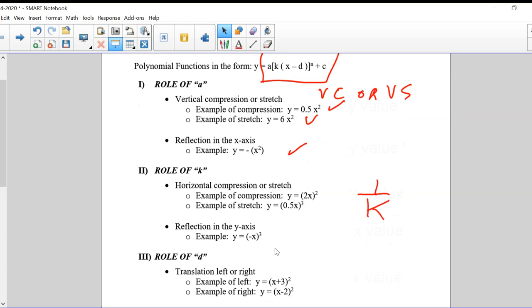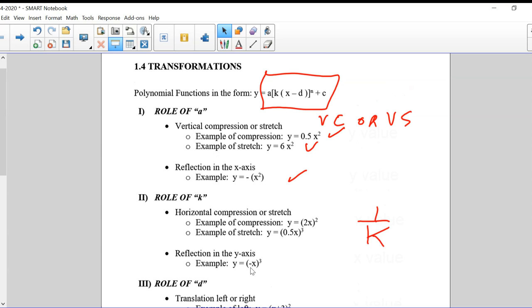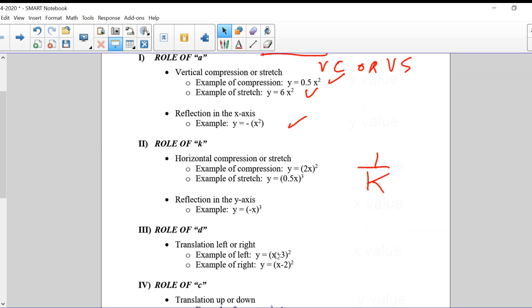If the k value is negative, you're going to get a reflection on the y-axis. Okay, so for instance, I notice the difference where I put the negative. When it was a reflection on the x, the negative was in front of the bracket with the x squared in it. This one is right next to the x before I cube it, and that's a big difference between the two of them. Okay, how about the d on the end?